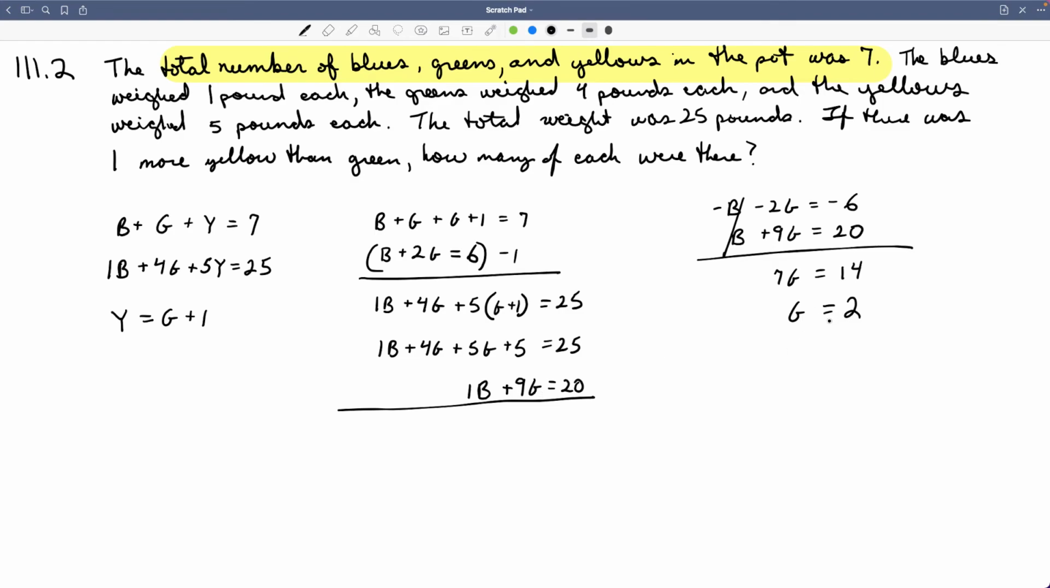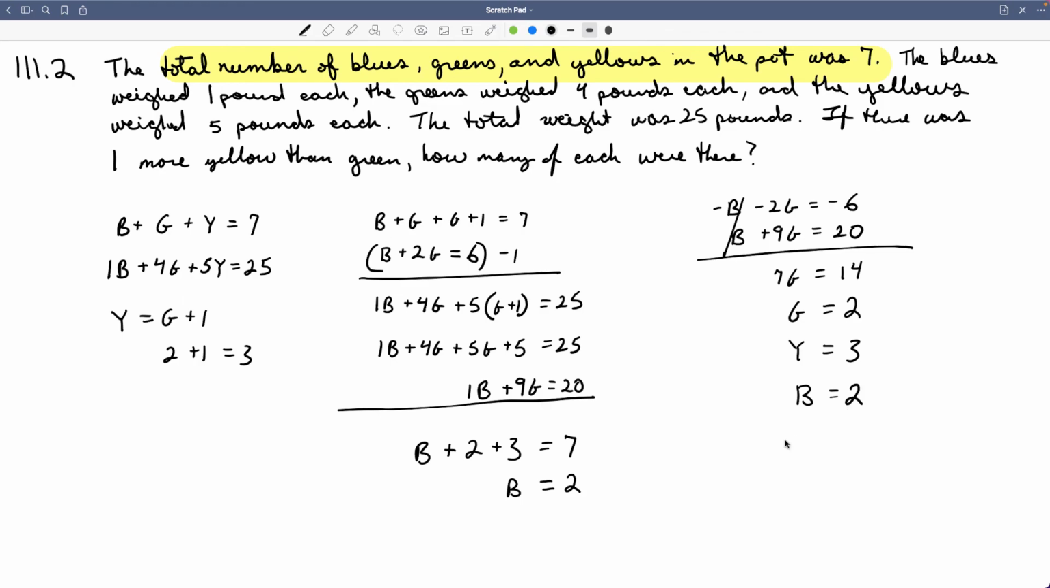So now that I have the number of greens, I can go back and substitute in here. Actually, I can find the number of yellows pretty quickly. I can just substitute 2 plus 1, so that equals 3. So y is equal to 3. So now I can go back into this very first statement. B plus the number of greens is 2, plus the number of yellows is 3, is equal to 7. This is 5. B is equal to 7 minus 5, which would be 2. So B is equal to 2.